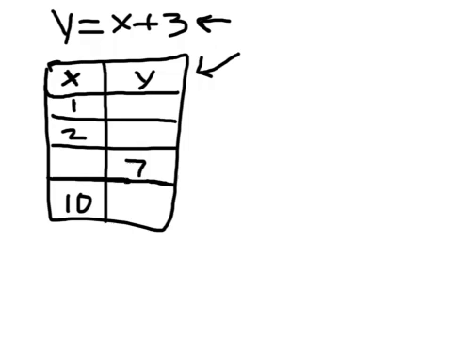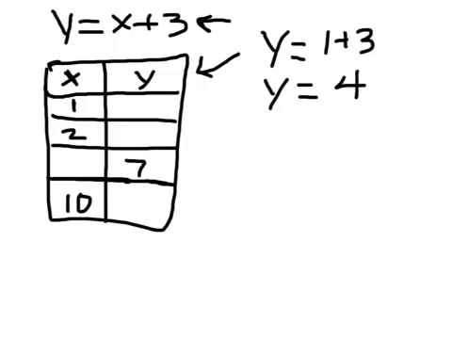So when we look at our first value for x, it says x is 1. So when you look at your equation, wherever you see an x, you need to put that 1 in. So for our first value, we'll have y equals 1 plus 3. So y equals 4. So we'll put a 4 in for the y in our table.